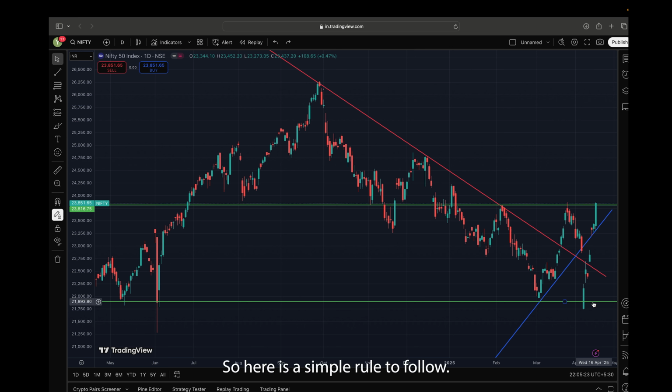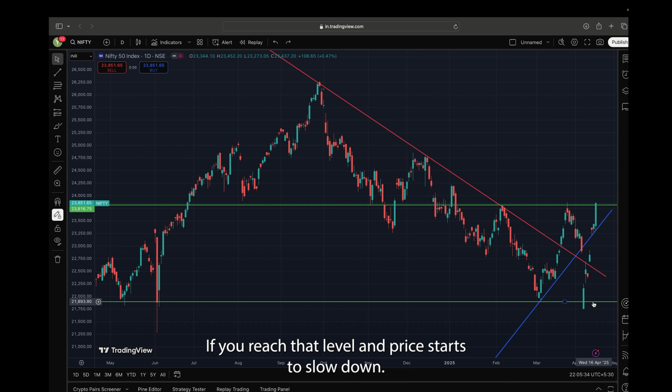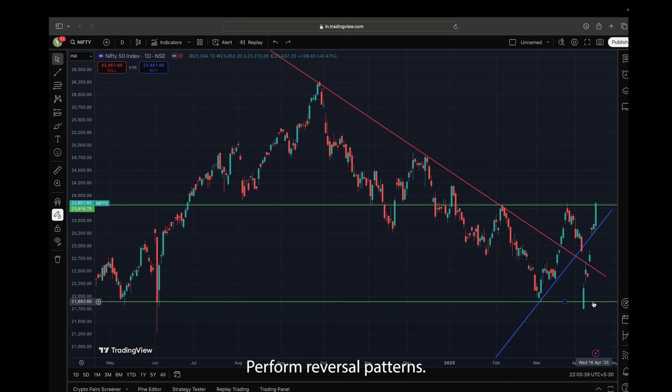So here is a simple rule to follow. Enter using trend line plus market confirmation. Exit near the major support and resistance zone. If you reach that level and price starts to slow down or form reversal patterns, take the profit. This one tweak alone can massively improve your risk to reward ratio and help you avoid overstaying in trades. And the best part, it is based on what the market is actually showing you, not just some random indicator value.